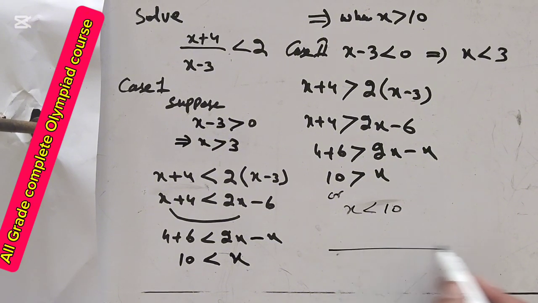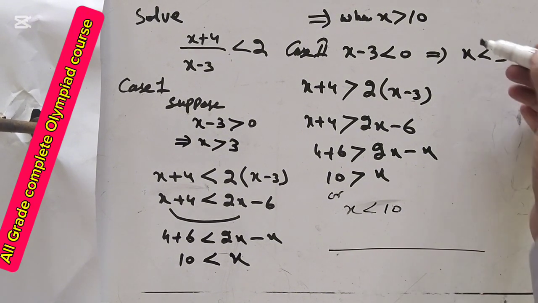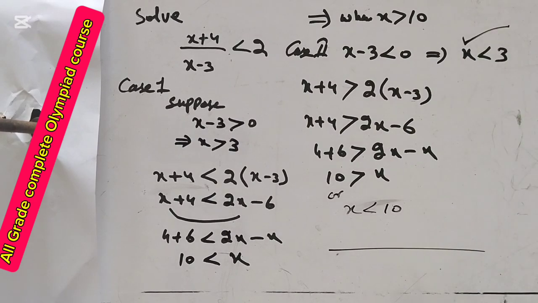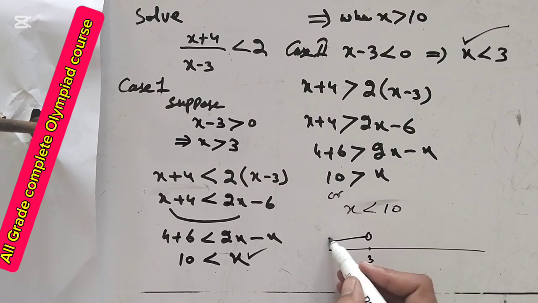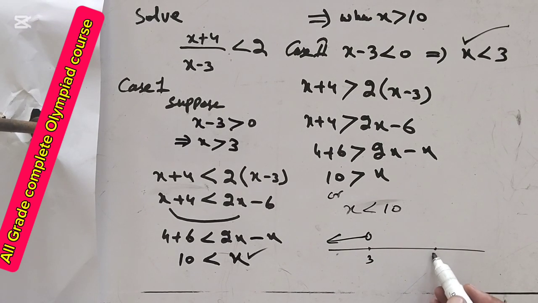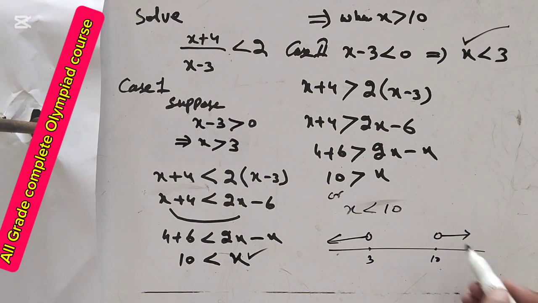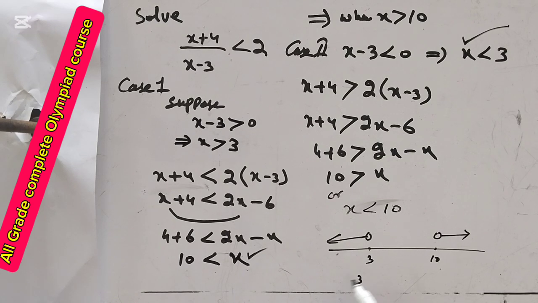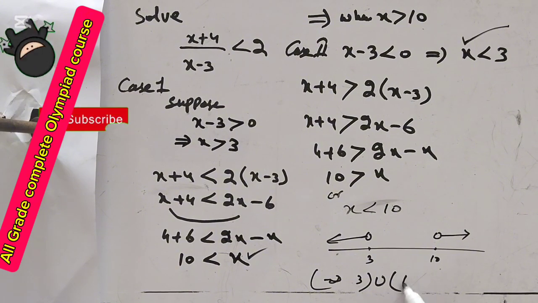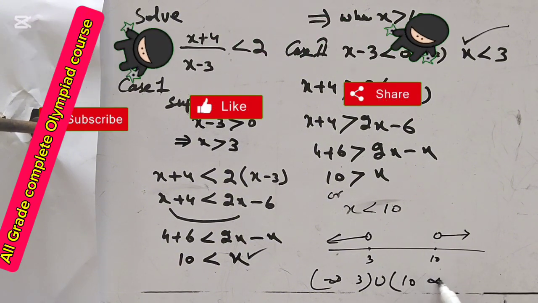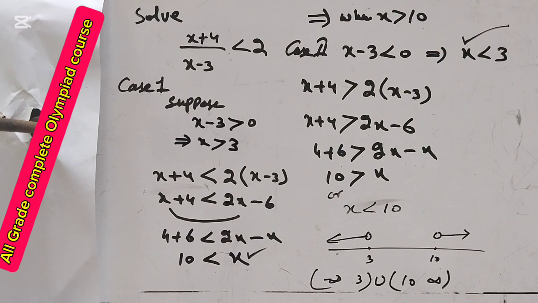So our solution is x is less than 3 and x is greater than 10. x is less than 3, this interval, and greater than 10, this one. x less than 3 is from minus infinity, union 10 to plus infinity. This is our solution.